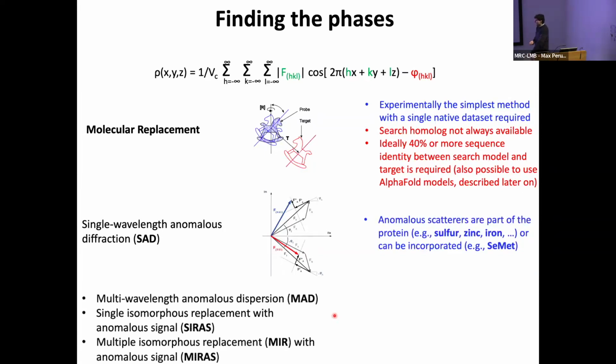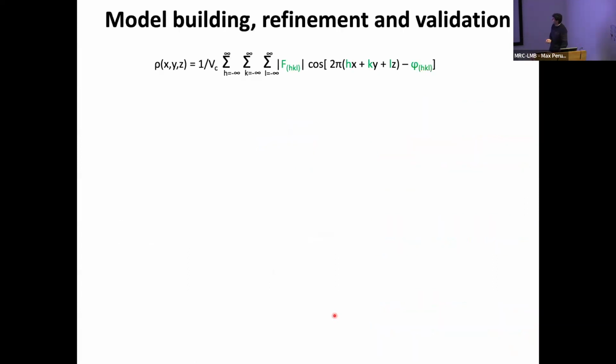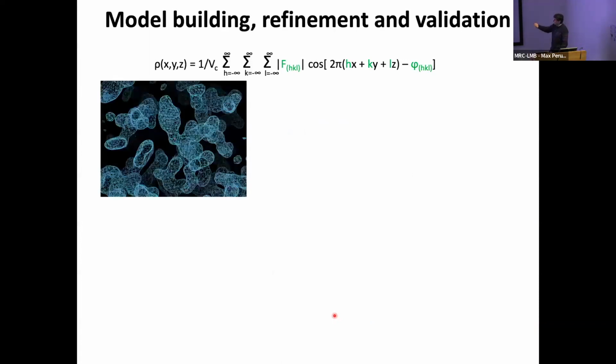And then there are other methods like multi-wavelength and single isomorphous replacement, which give even better, more precise phases, which means better maps and an easier time building your model, but they are even more difficult to carry out. Anyway, we can discuss these problems if they turn up during your projects. Let's say now we've got the phases. Now we've got everything. We plug everything into our equation and we can get our density.